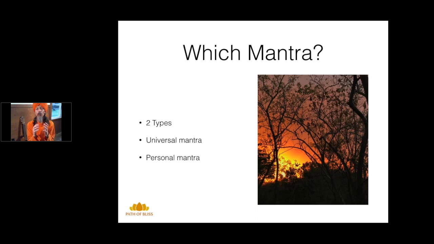Now, which mantra? We've been talking a lot about mantra, but which one? There are two general types of mantra. One, we can say, is a universal mantra. Universal in the sense that anybody can use it. It can be used for silent meditation. It can also be used for singing and chanting.